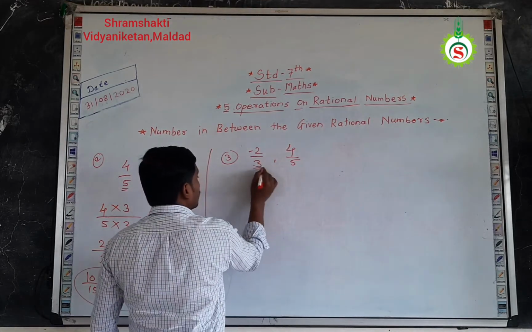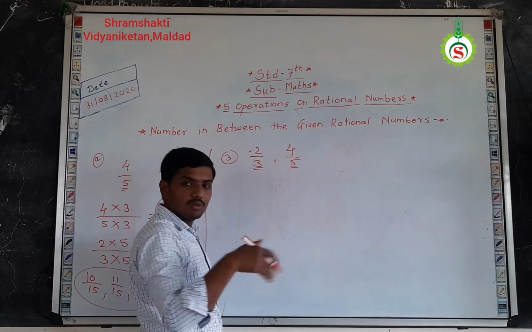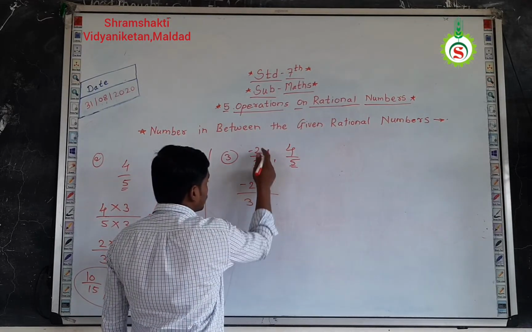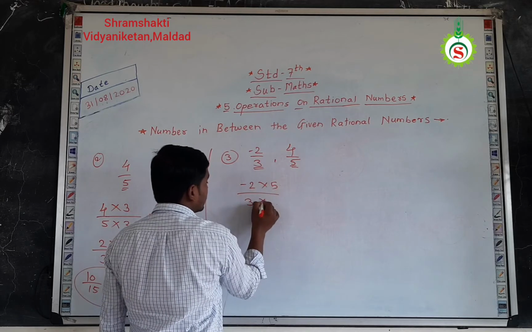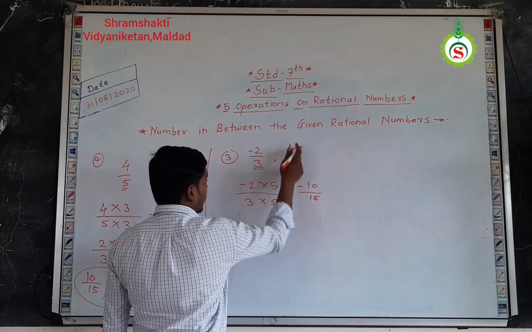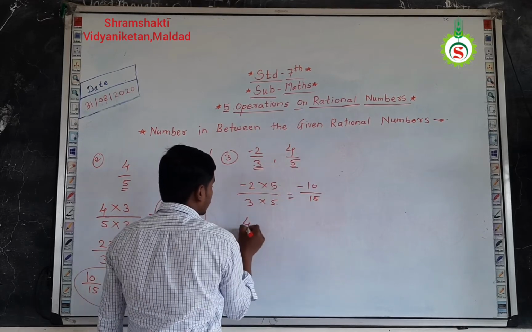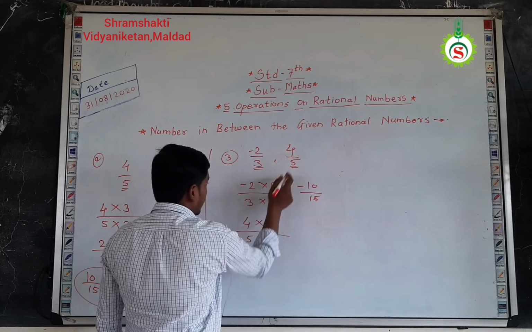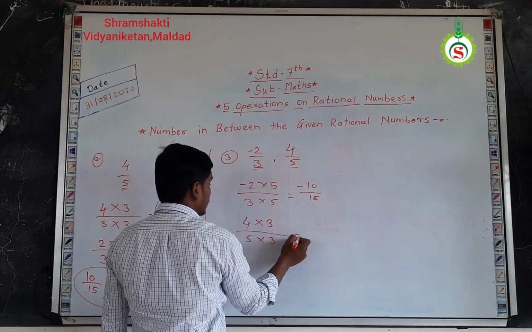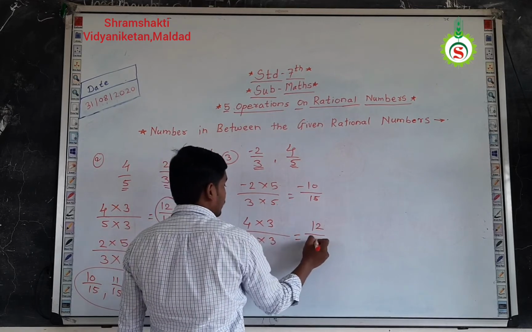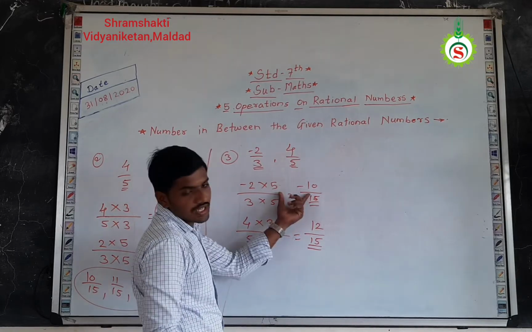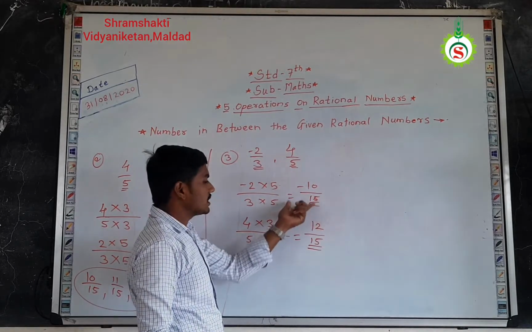So denominators are not same. So first I have to make it same. So minus 2 by 3, 2 into 5, 3 into 5, minus 10 by 15. And that number 4 by 5. So 4 by 5, and again I have to multiply it by denominator of the other number, which is 3. So 12 by 15. Now here denominator is same for both numbers. That means I can find out the numbers in between the given numbers.